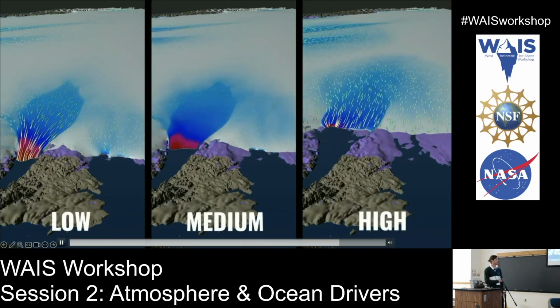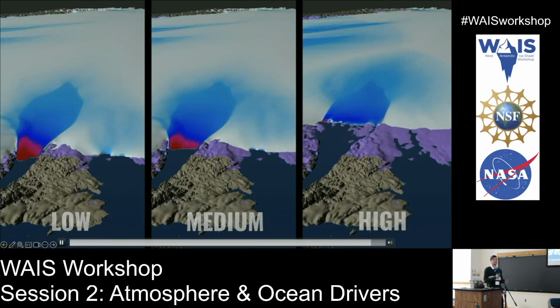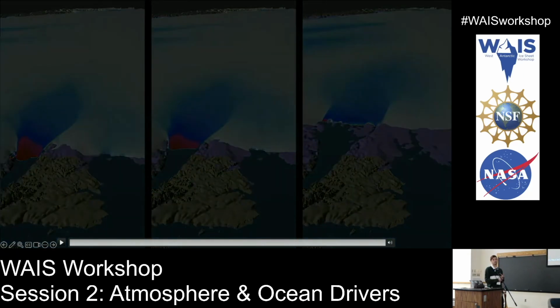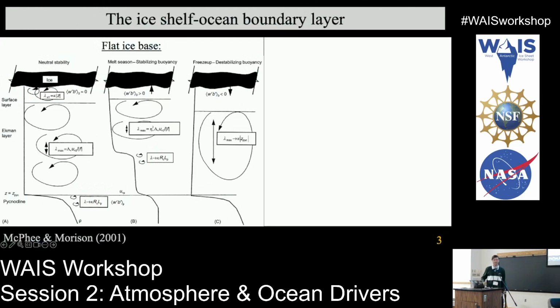Slight complaint for both of these, there's not a scale bar or a color bar on either one of those videos, so it could be improved a little bit, but still great. So yeah, the ice ocean boundary layer, here's a schematic from this paper right here.